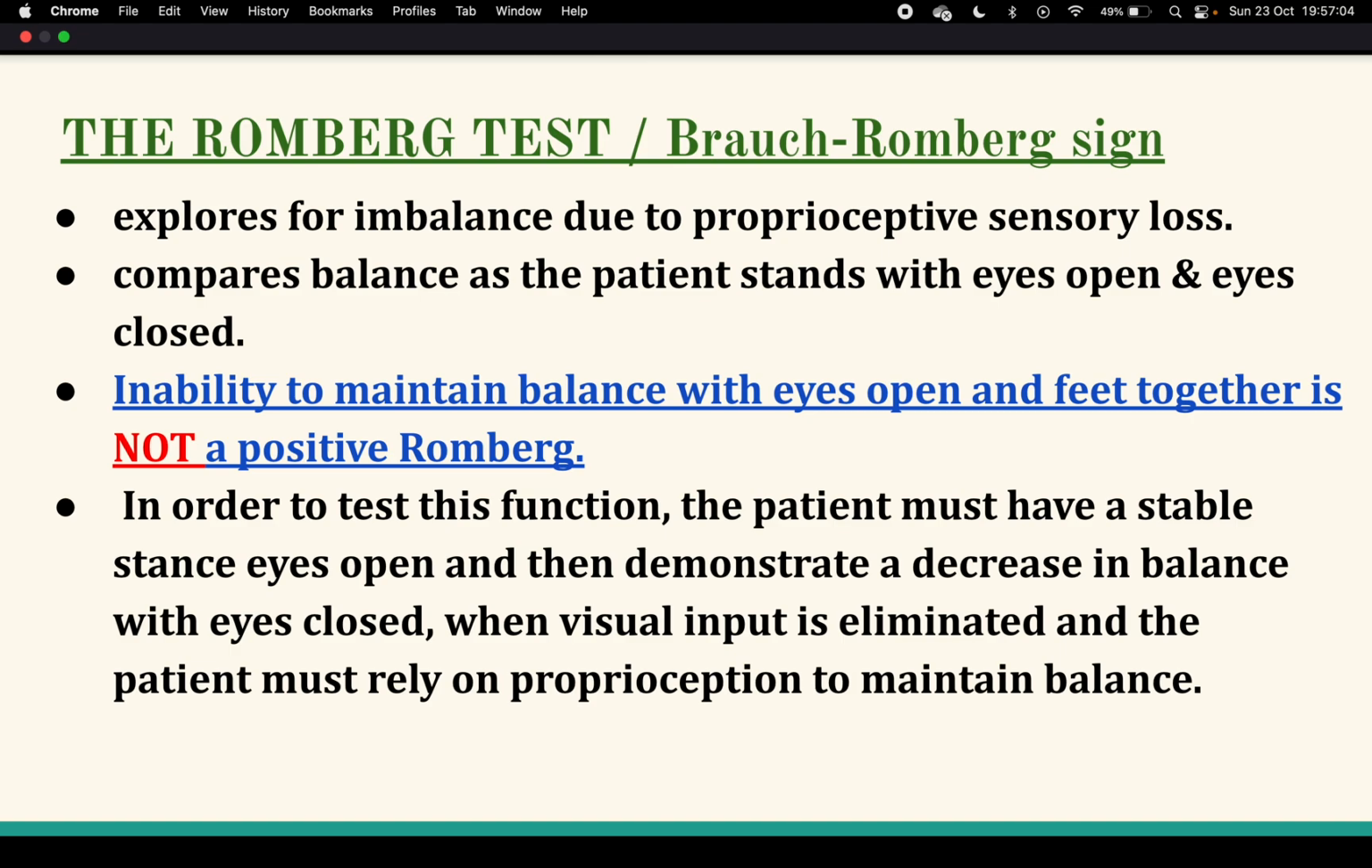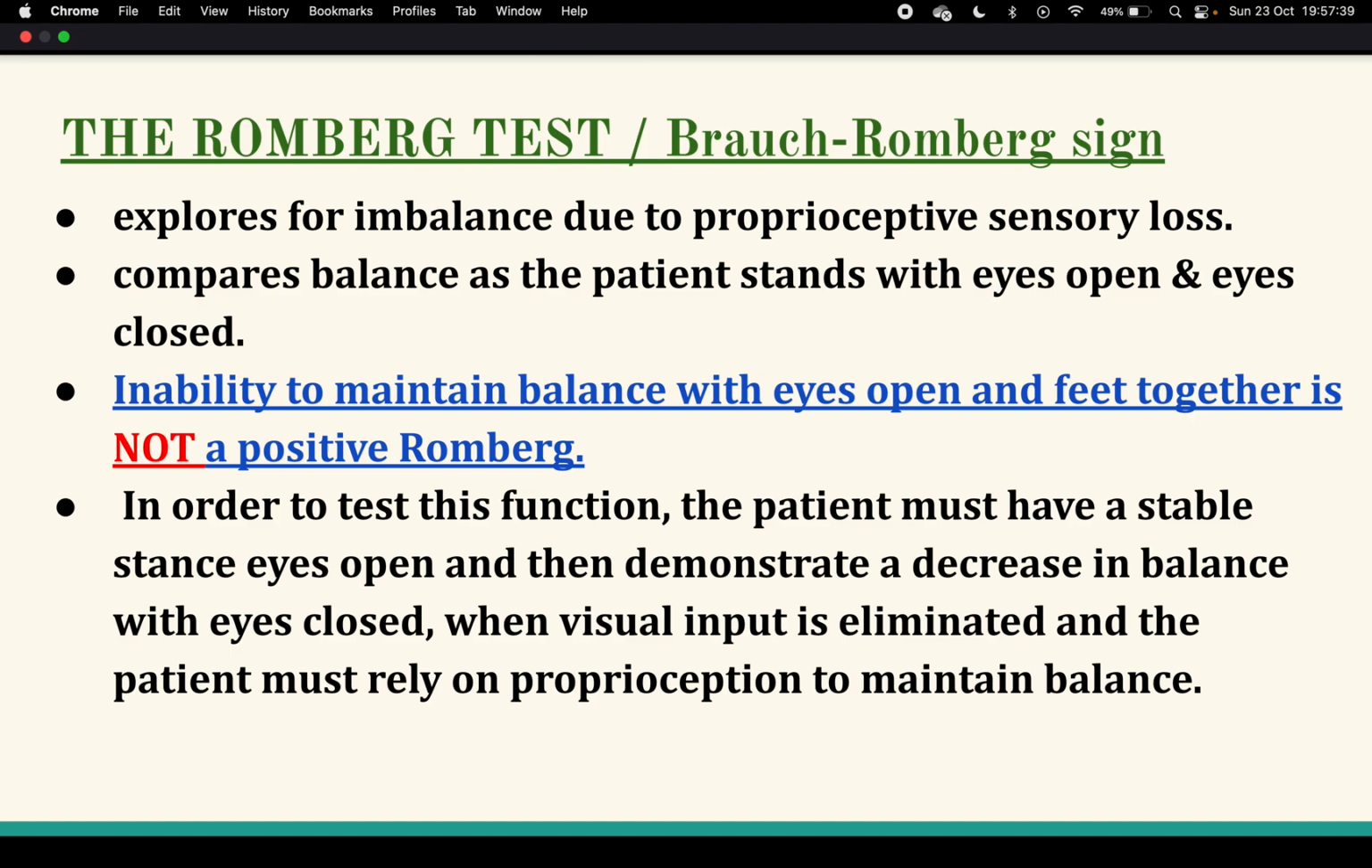And what is Romberg's test or Romberg's sign? It explores for the imbalance due to proprioceptive sensory loss and compares balance as the patient stands with eyes open and eyes closed. So, inability to maintain balance with eyes open and feet together is not a positive Romberg. That means even with his eyes open, he is unable to maintain balance. That means it might not be due to proprioceptive loss. It might be due to other things like cerebellar or vestibular pathology.